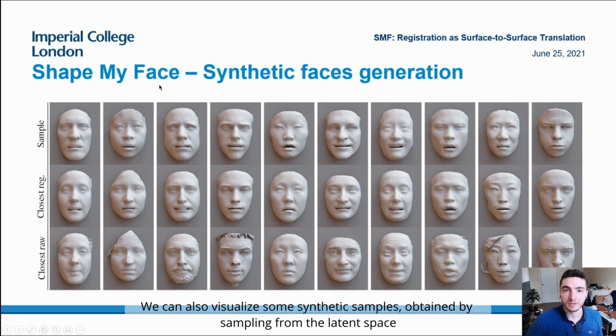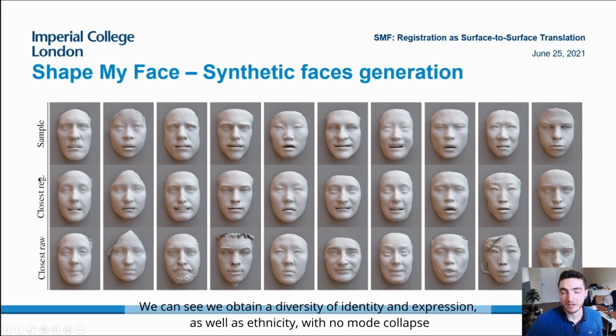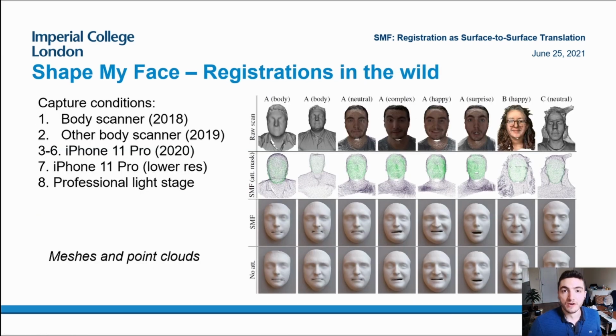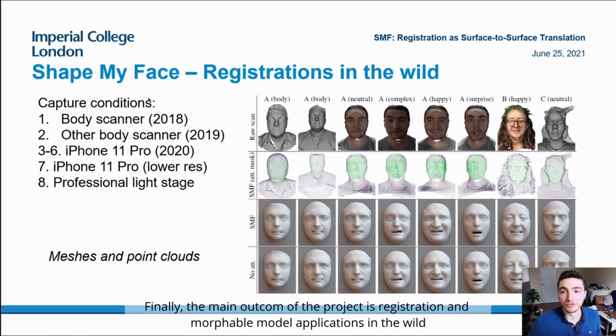We can also visualize some synthetic samples obtained by sampling from the latent space. Here we have the output and the closest match in the registration of the training set. Here we can see that we obtain a good diversity of identity and expression as well as ethnicity with no mode collapse. Finally, the main outcome of the project is to do registration and morphable model applications in the wild.